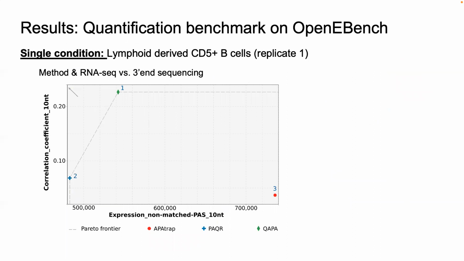Okay, so now let's look at some preliminary results to give you a flavor of what the output and visualization looks like within OpenEbench. So as you know, we're comparing the output of the tools with the corresponding ground truth. So here we're comparing for one specific set of B cells, one replicate. How well is a method plus that RNA-seq data correlating with the ground truth 3' end sequencing data? And we have a plot generated here that compares how well those data sets are correlating versus how many poly-A sites are we missing compared to the ground truth.